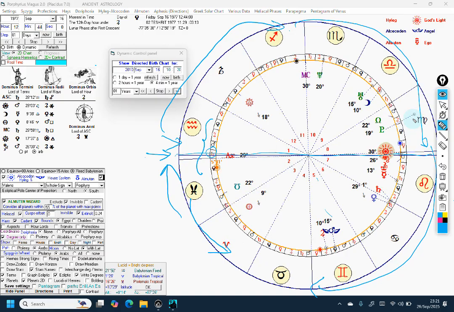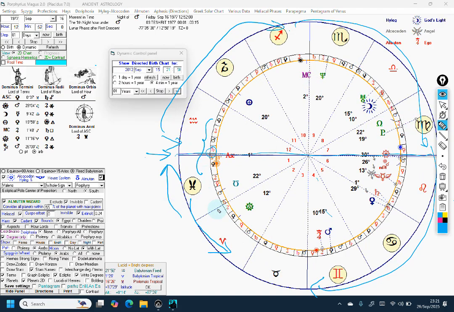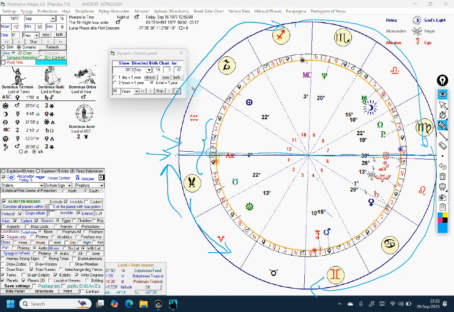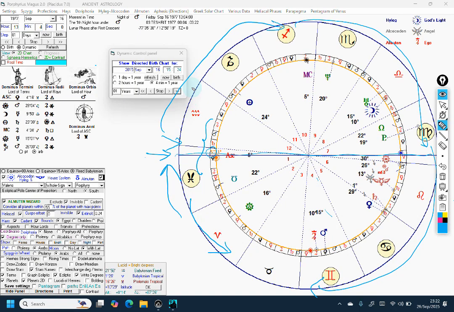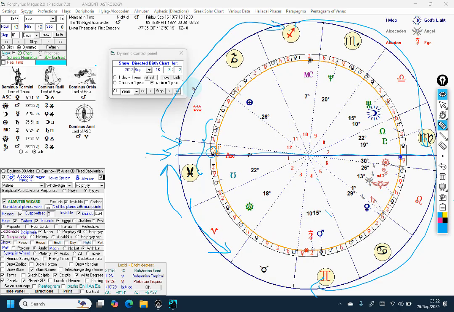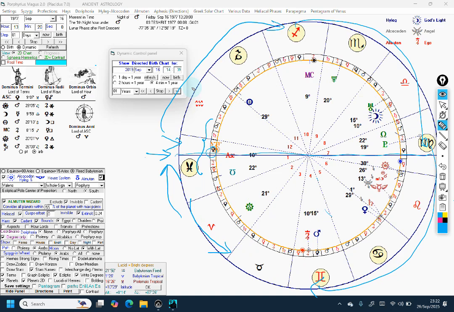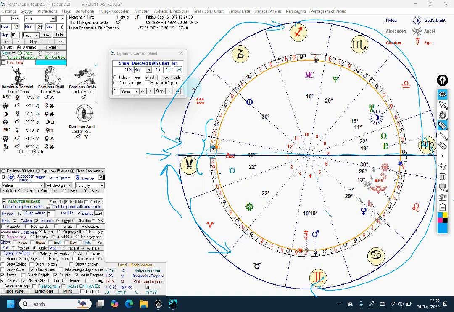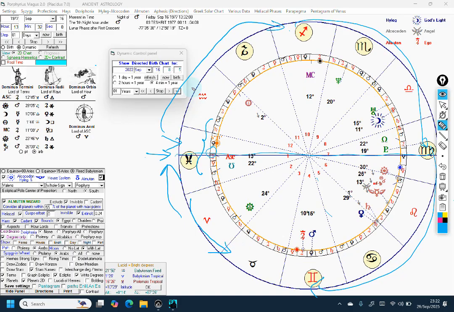Right, so this is what happens. The ascendant-descendant axis remains fixed, but the zodiac signs move in a clockwise direction, right? That is the real movement. So I hope this gives some clarity in terms of what exactly I mean by the ascendant moving through the bounds.